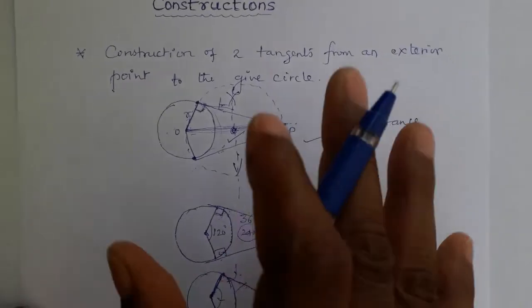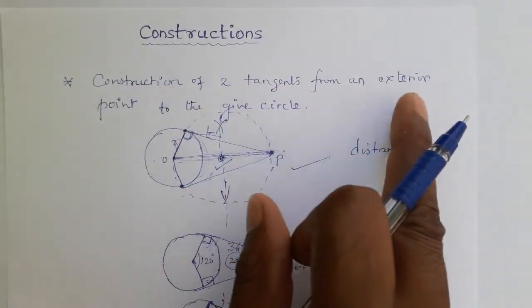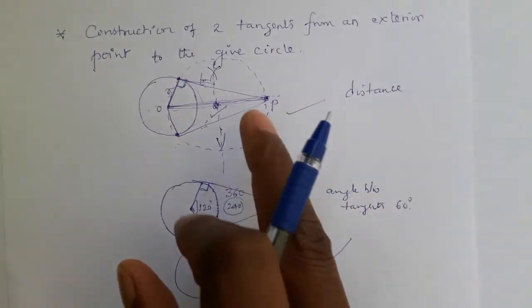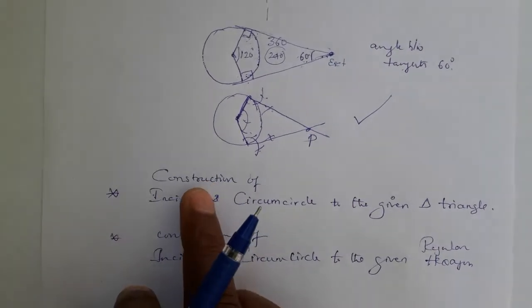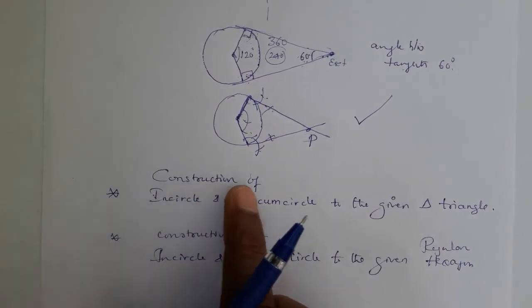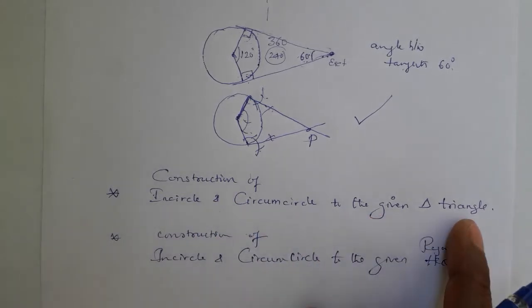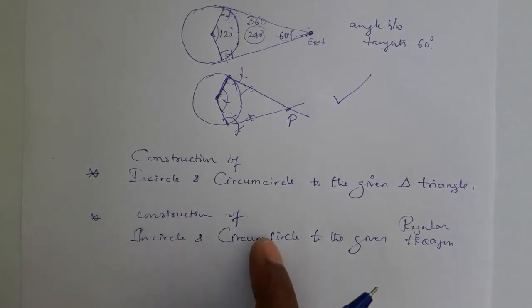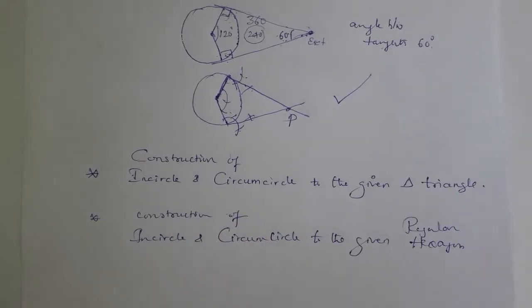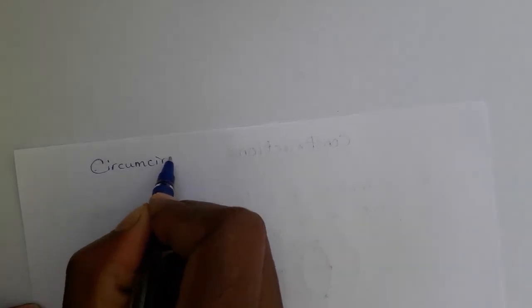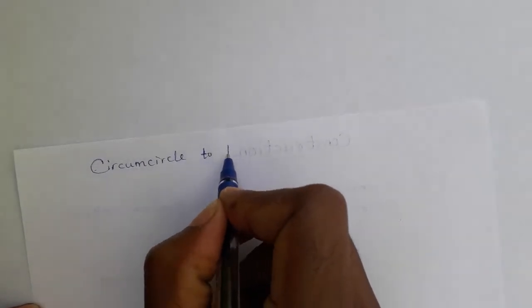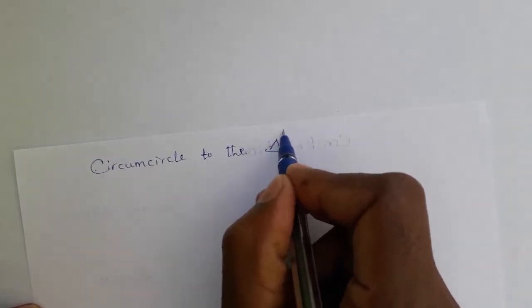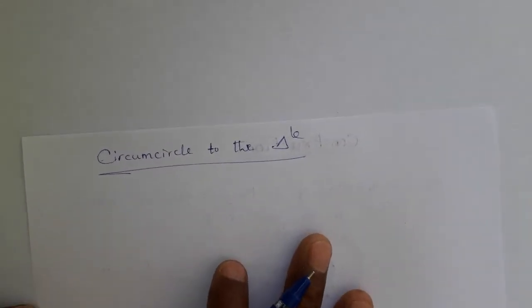Regular hexagon. So the main three constructions are: two tangents construction from an exterior point, in that two types, which we learned in the last class. In today's class we'll learn about construction of incircle and circumcircle to the given triangle. In the coming class we'll learn about construction of incircle and circumcircle to the given regular hexagon. So we go ahead with the construction of incircle and circumcircle. We'll first practice construction of circumcircle to the triangle. How to construct a circumcircle to the triangle?